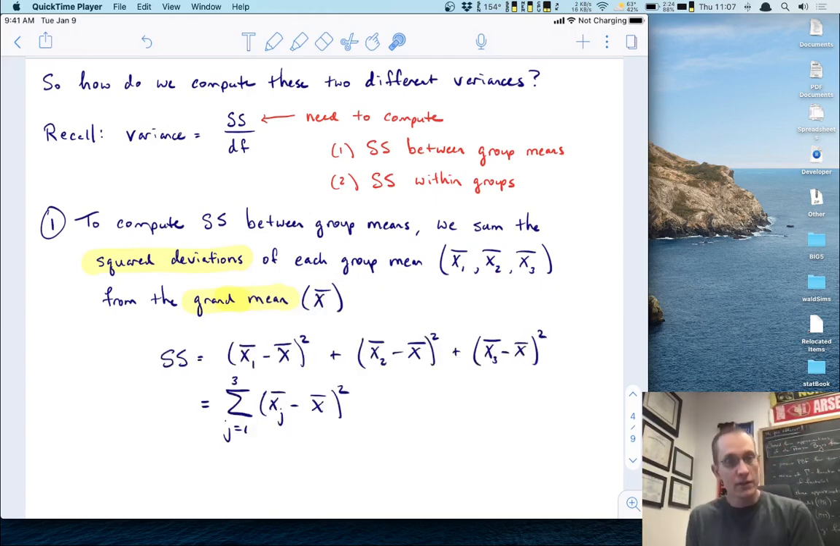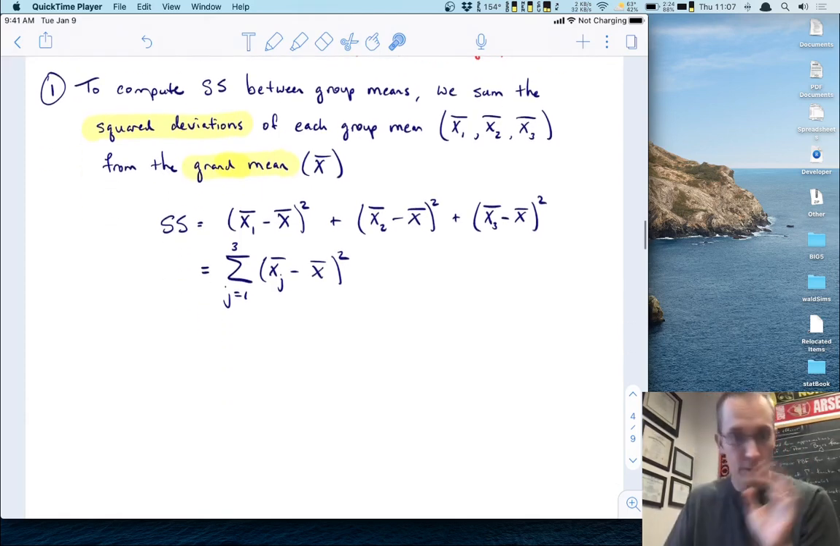What does that look like? Well, it looks like this. You take this top row, which is exactly what we just said. We take the first group mean minus the grand mean and square it. And then we do that for the second group mean and the third group mean. If we sum all those together, we can write that in a nice compact notation like this. The sum as j goes from 1 to 3 of x̄j minus x̄ squared. So that's the sum of squares between the groups, almost.